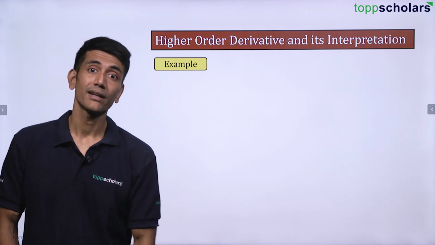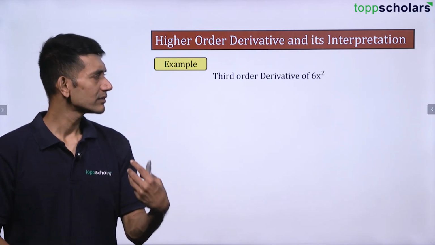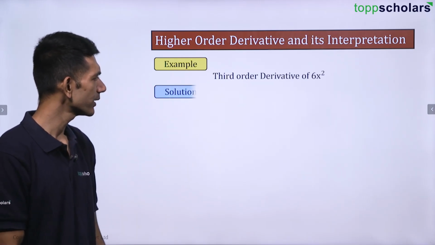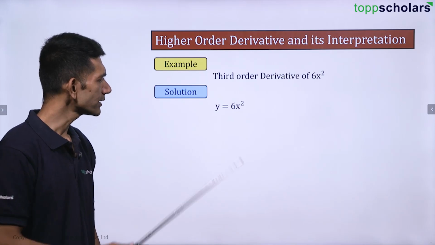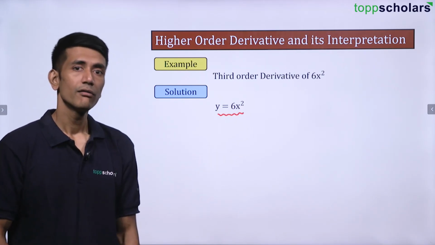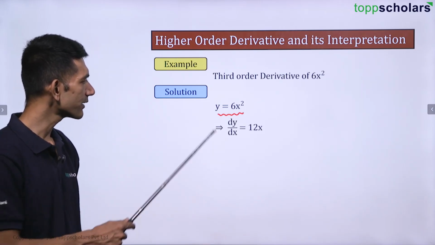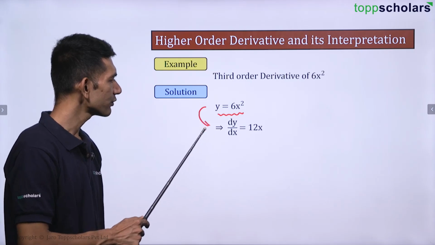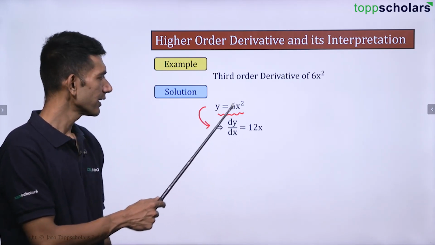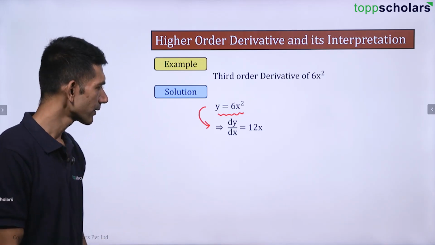How do we actually find out the second order derivative? It is very simple. So the question says find third order derivative. This is just a random example, third order derivative of 6x square. So firstly, y is equal to 6x square. Firstly, we'll take the derivative, that is dy by dx. So differentiating with respect to x, dy by dx will be what? 12x, because 6 is as it is. Derivative of x square is 2x. 6 into 2 is 12, 12x.